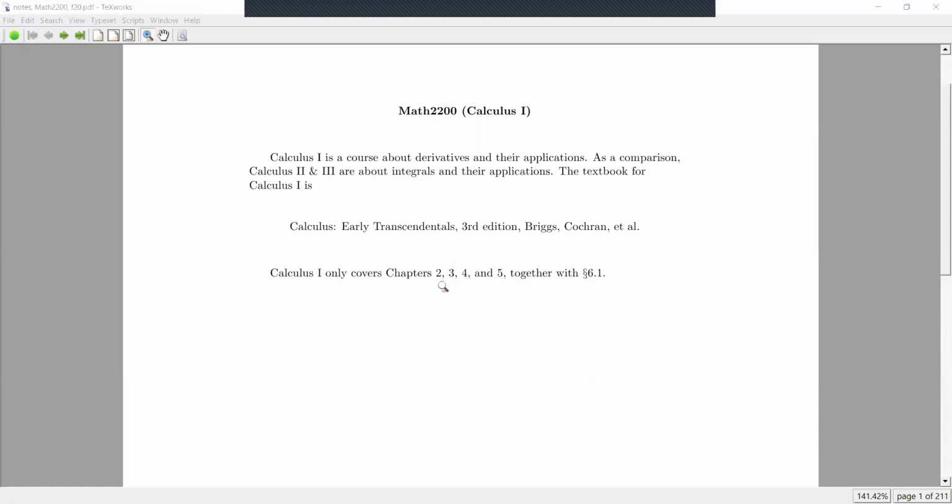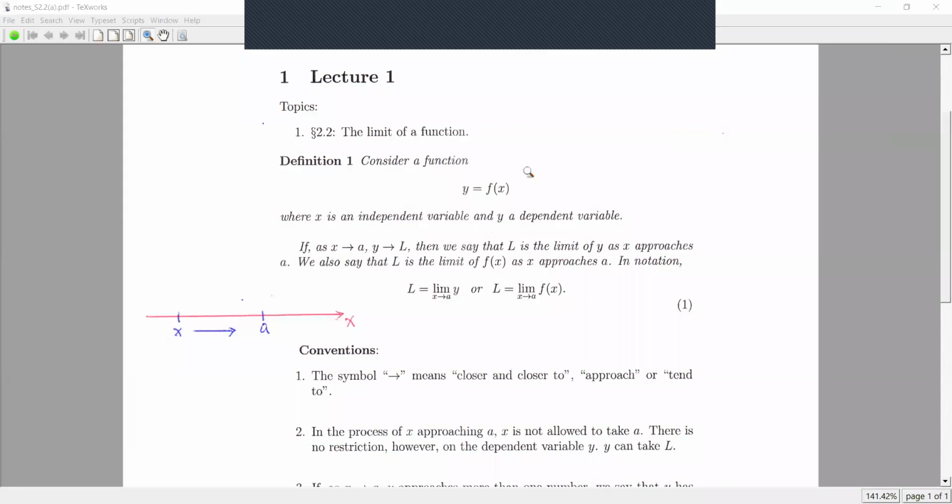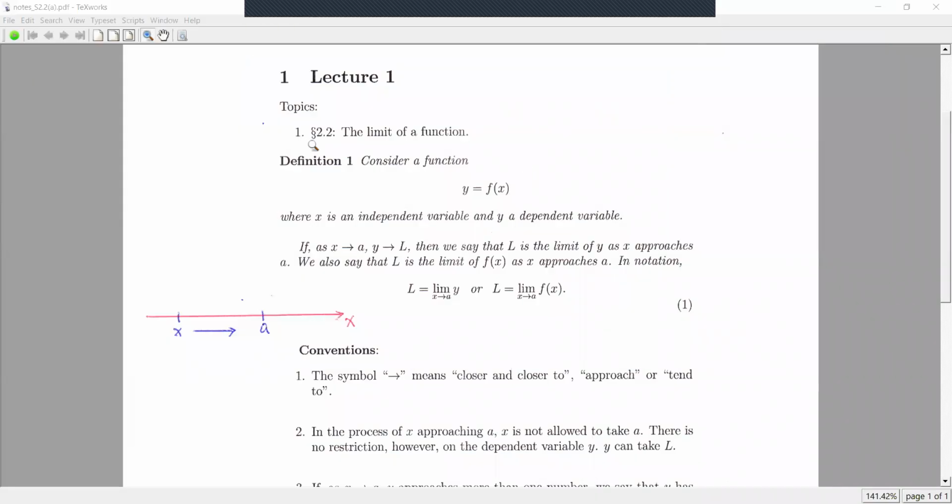About Chapter 2, my teaching schedule is I first teach the second section, 2.2, then 2.1, then 2.3, 2.4, and so on. Today, we study section 2.2. The topic is the limit of a function.